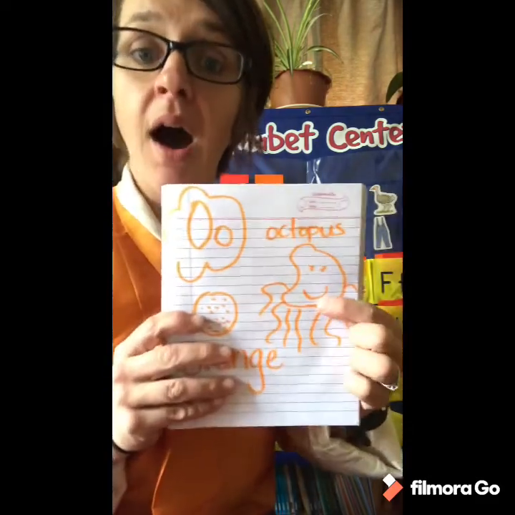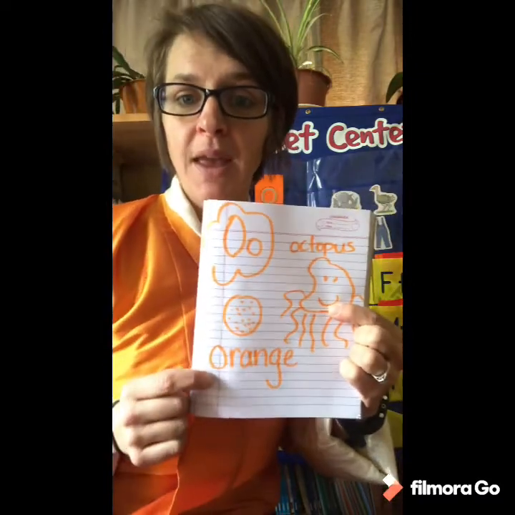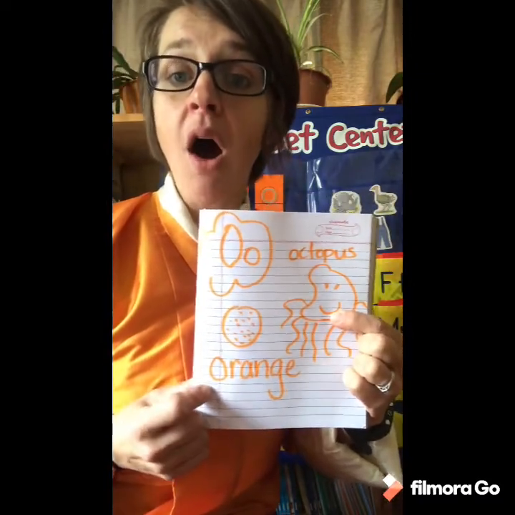I picked ah like octopus and ah like orange. I'm even wearing an orange Tego today, so that starts with the letter O. You can also send me a picture of your English notebook.